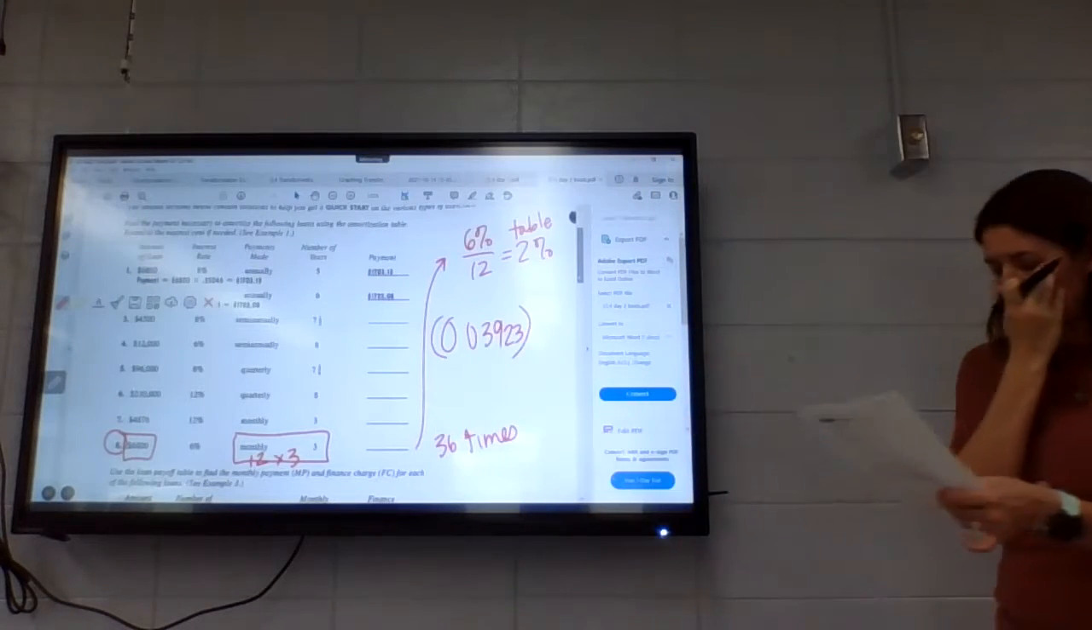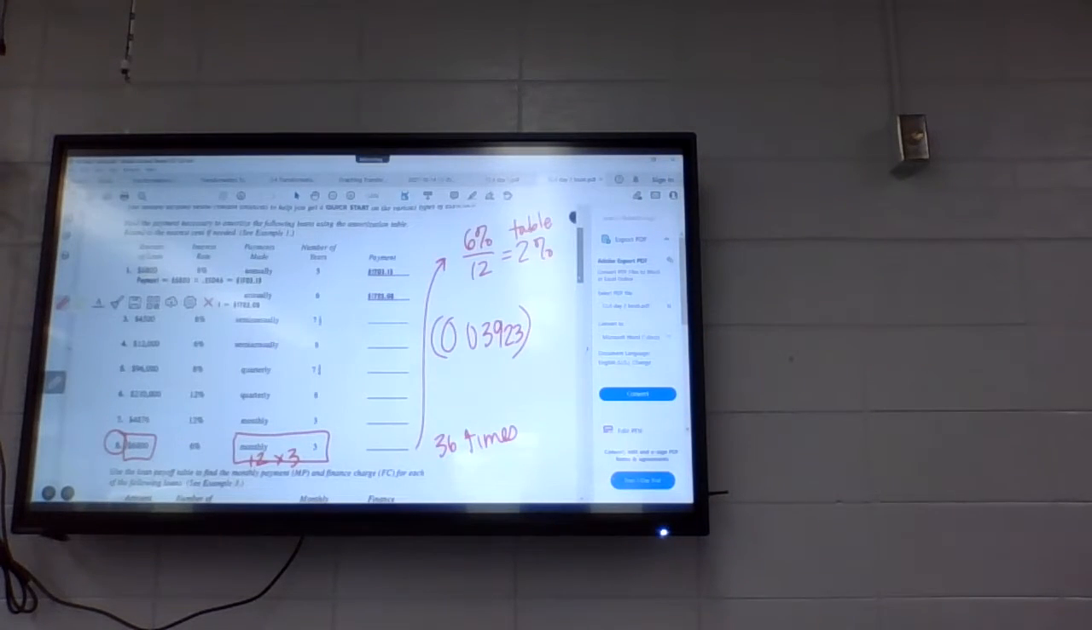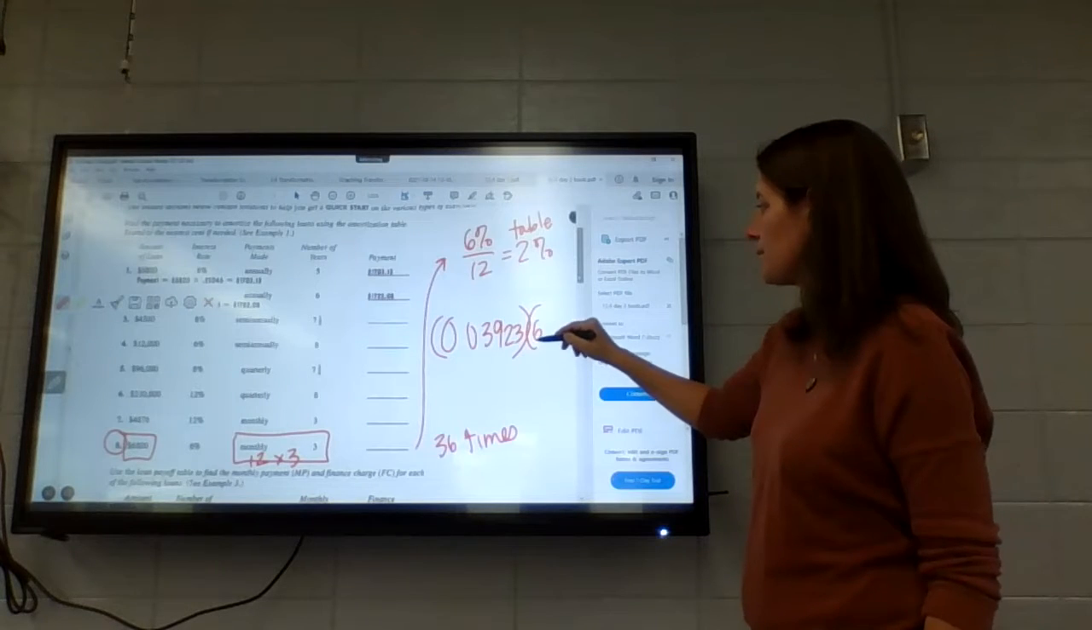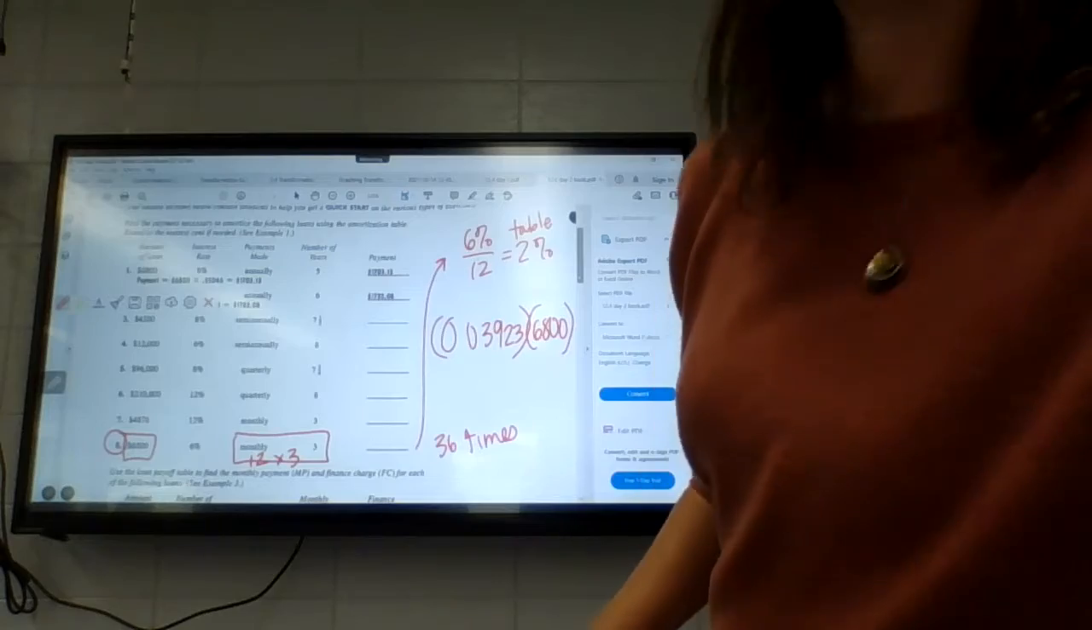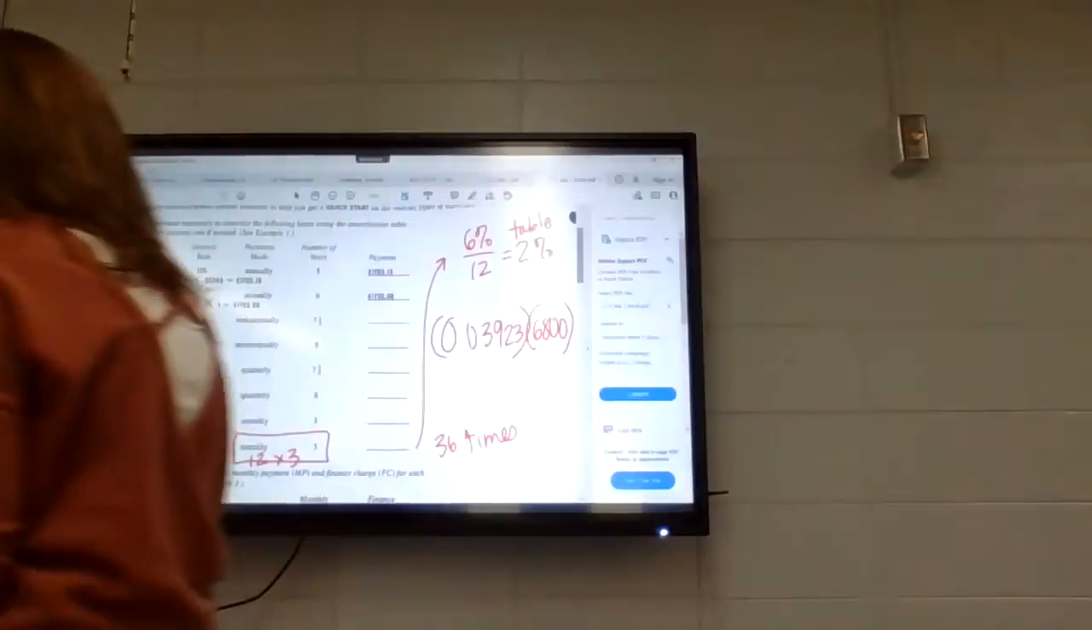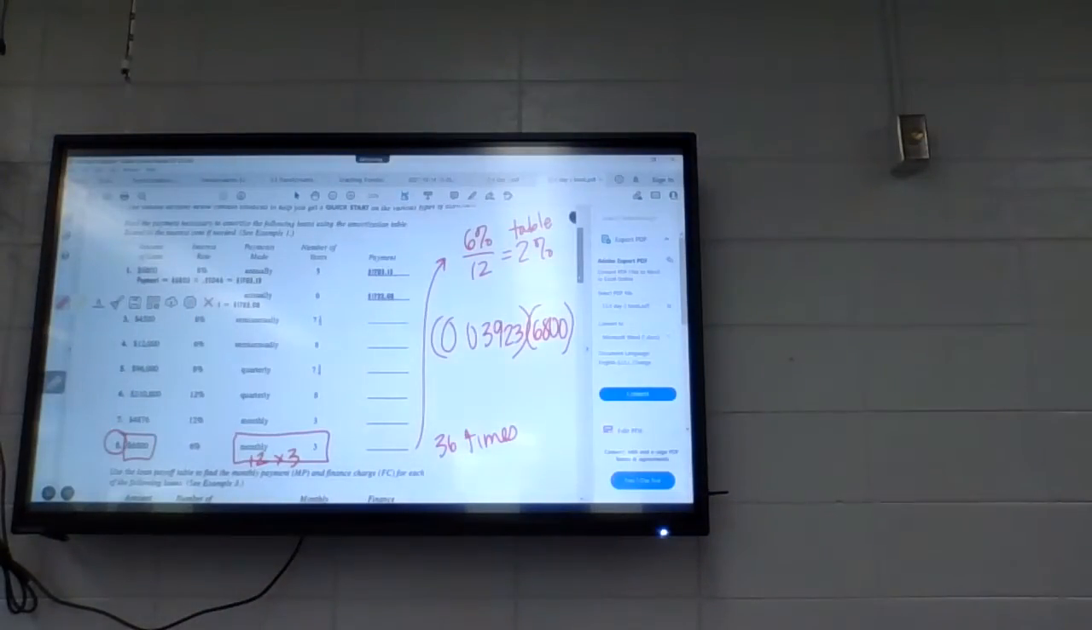And that number gets multiplied by what our loan is. So that's going to tell us our monthly payments. And what we're going to do with that today is figure out how much of our monthly payment is actually going to our loan and how much we're actually just paying in interest.